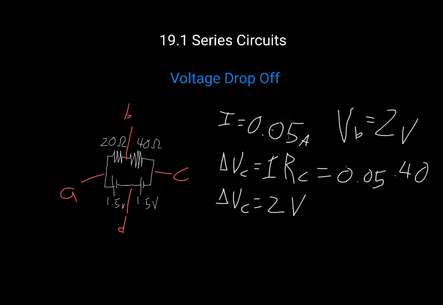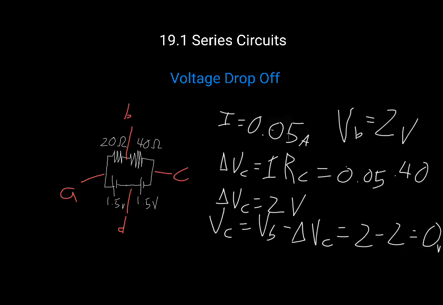So then if we plug that in to what we had before, our absolute voltage at C is going to be our voltage at B minus the change in voltage at C. And so we get VC equals VB minus delta VC, which equals 2 minus 2, which gives us 0 volts. Now, this makes a lot of sense because right now we are at the end of our circuit, right? We had our 3 volts, and then we went over one resistor and another resistor, and now we're back at the end of the circuit.